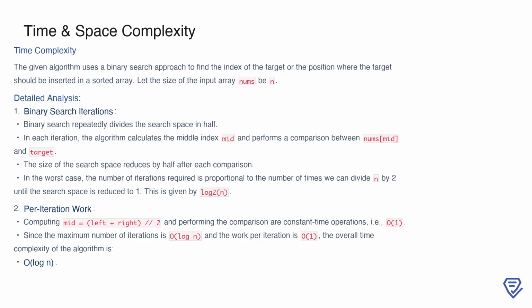Furthermore, each iteration involves computing the middle index and performing a comparison, both of which are constant time operations, or O(1). When you multiply the O(log n) iterations by the constant work per iteration, the overall time complexity of the algorithm becomes O(log n), making it highly efficient.